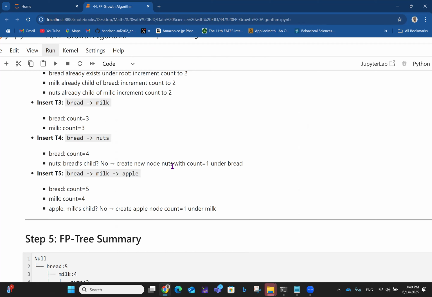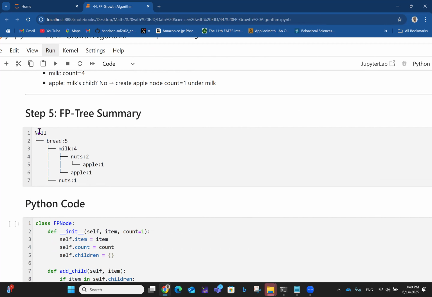So you create a new node, nuts, with count one under bread. So you have bread, milk, apple. Bread count is now five. Milk is count four. Apple is a milk child node, so create an apple node with count one under milk. Generally, you start with null, then bread goes five times, followed by milk.